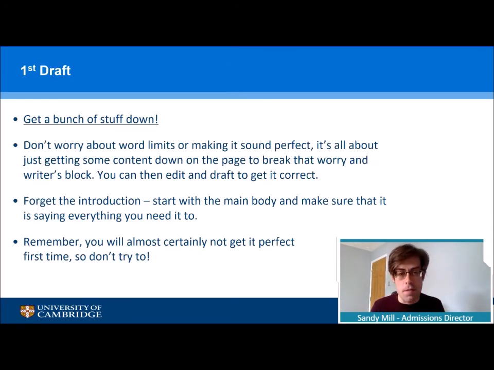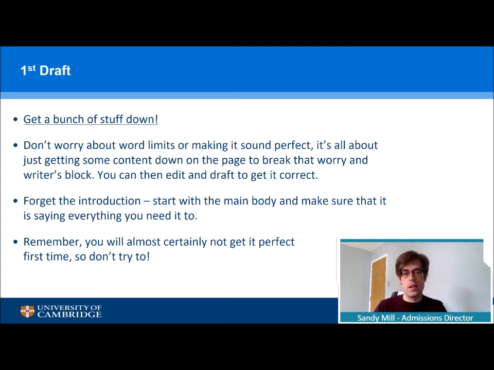When it comes to the first draft, don't worry about that character limit yet. Just get a bunch of stuff down. Just start getting that middle content together. You can always delete things, you can always change things, but the sooner you start getting stuff down on the page, the more comfortable you're going to feel. You can then cherry pick the best stuff.